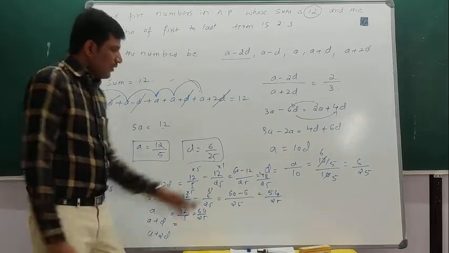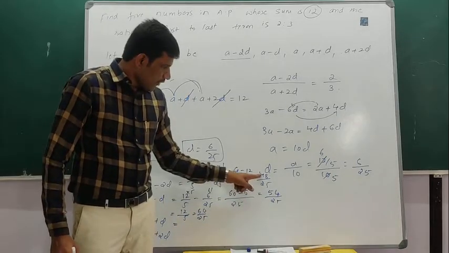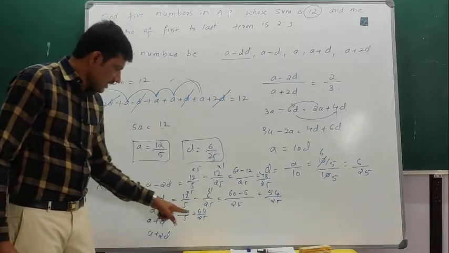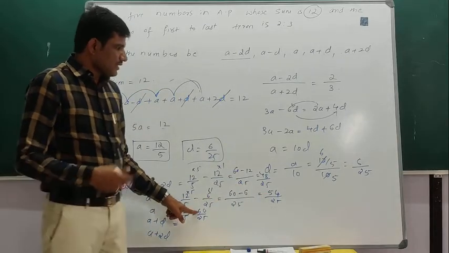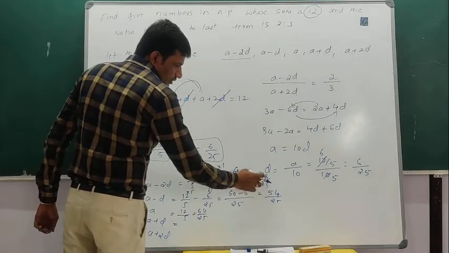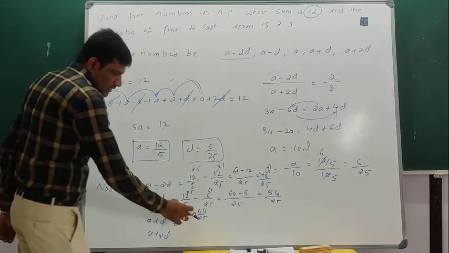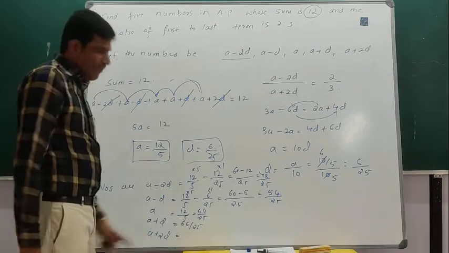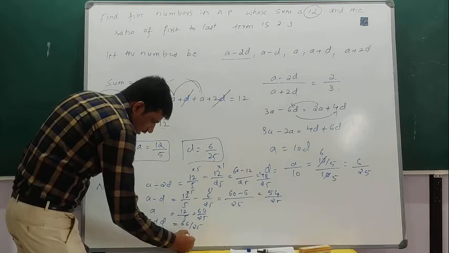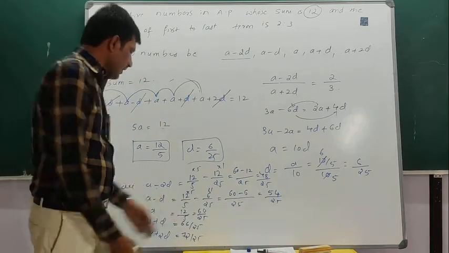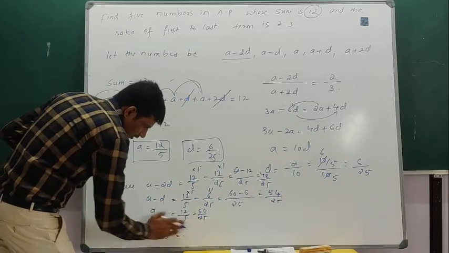What will be the next value? The denominator is the same. In the numerator we are adding 6: 48 plus 6 is 54, 54 plus 6 is 60. Next, 60 plus 6 is how much? We are adding plus 6. 60 plus 6 is 66 by 25. 66 plus 6 is how much? It is 72 by 25. So if we substitute also, we are getting the same. We can verify, no problem.